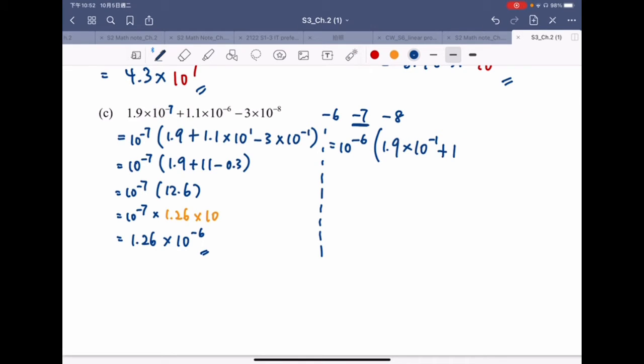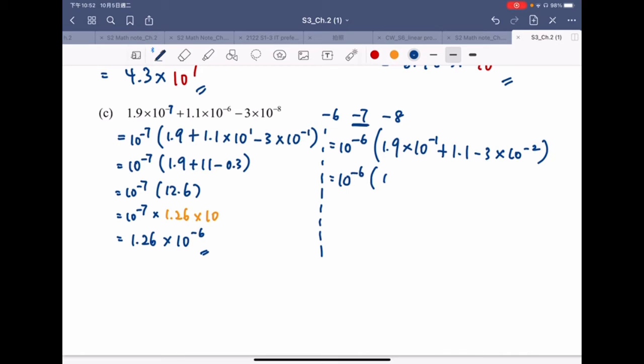And then go on, the first one is 1. That's it, we take out the whole 10 parts. Then minus 3 times 10 over this one. The new index minus 6 is equal to -8, so it should be -2, right? -2 minus 6 is -8. So this is -2.